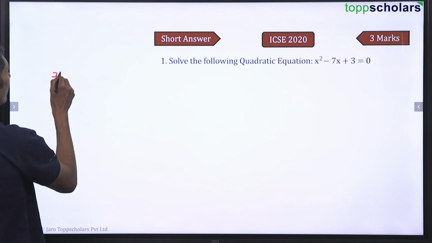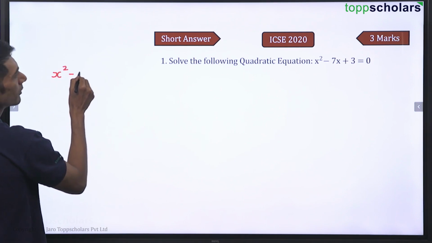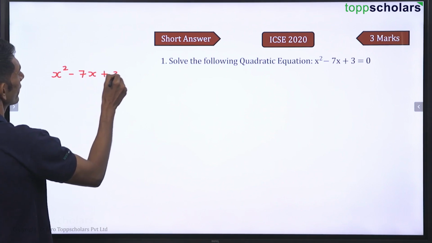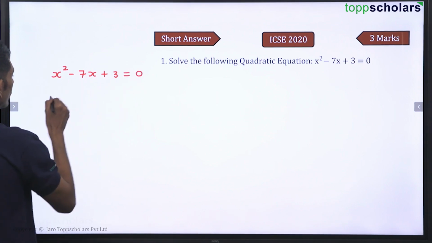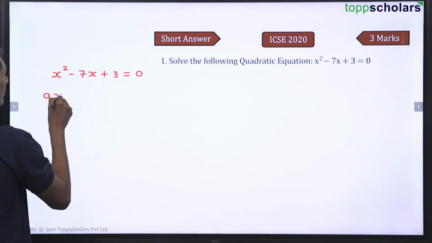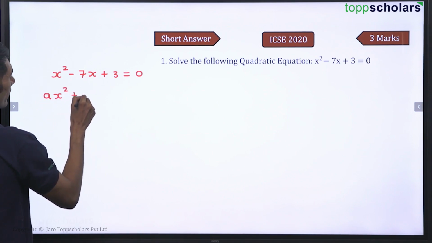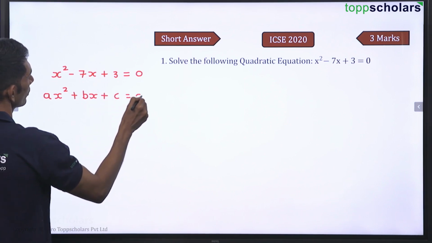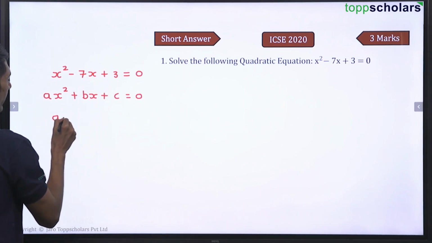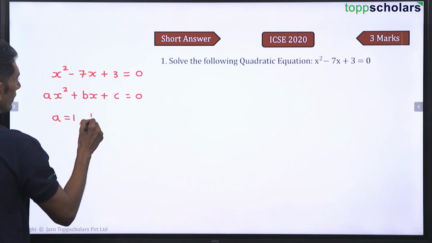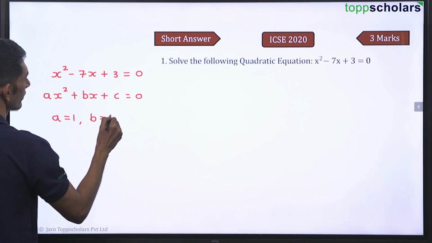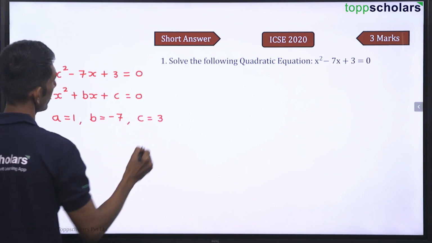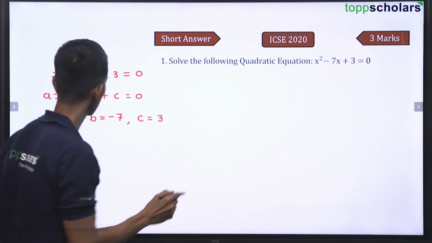So what do we have? We have x square minus 7x plus 3 is equal to 0. So we can compare this with ax square plus bx plus c is equal to 0. We get the values of a, b and c, right? The value of a is 1, the value of b is minus 7 and the value of c is 3. So what will be x?